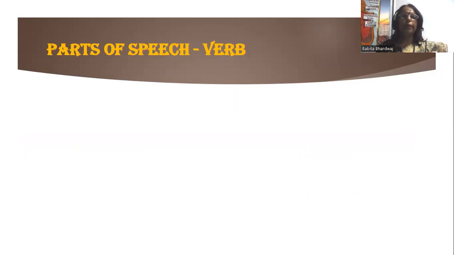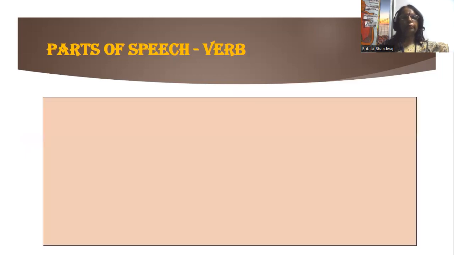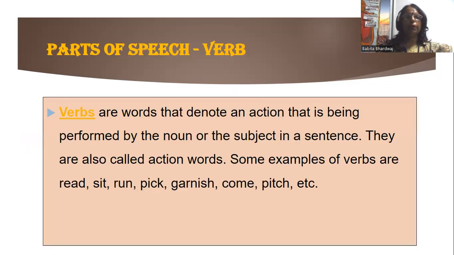So subject, verb, and object. Let us see what the verb is. Verbs are the words that denote an action that is being performed by the noun or the subject in a sentence. They are also called action verbs. Some examples of verbs are read, sit, run, pick, garnish, come, pitch, etc.